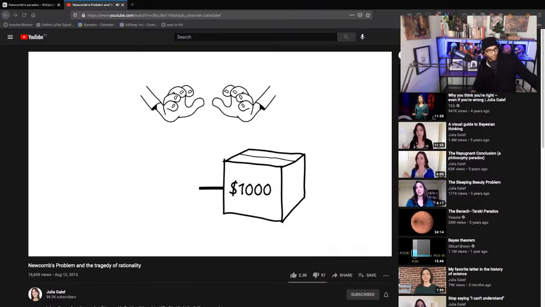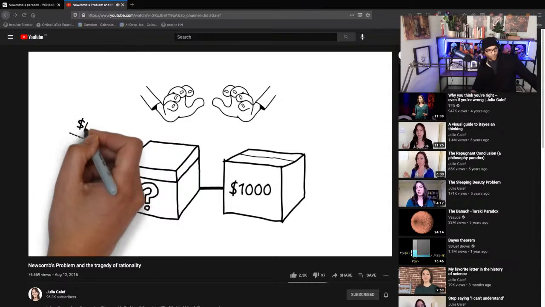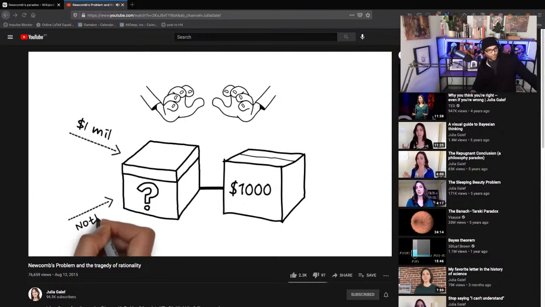The other box is opaque, and the scientist tells you the opaque box contains either $1 million or it's entirely empty. Now, your choice, she tells you, is you can either take only the opaque box or you can take both boxes.